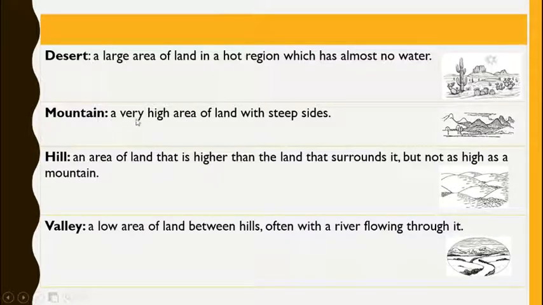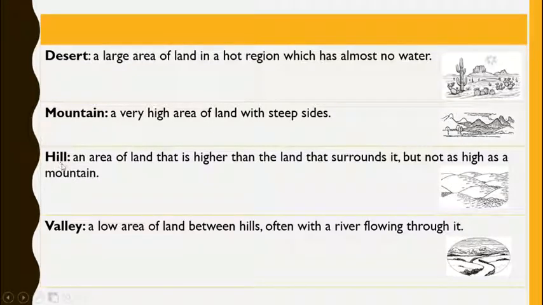Okay, mountain. Mountain is a very high area of land with steep sides. What's the meaning of steep sides? This is the steep side, okay? It means that it has a sharp side. And it's a really high area of land. It's not low, it's really high. You can climb it, okay?